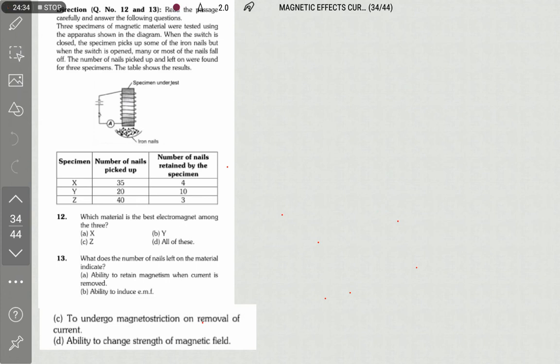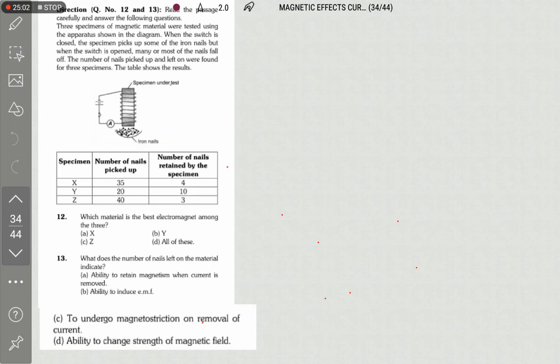Right, next. It is a paragraph question given in a competitive examination. Let us see. Three specimens of magnetic materials were tested using the apparatus shown in the diagram. When the switch is closed, the specimen picks up some of the iron nails, but when the switch is opened, many or most of the nails fall off. The number of nails picked up and left were found for the three specimens, as shown in the table.